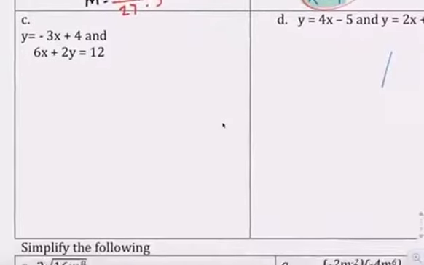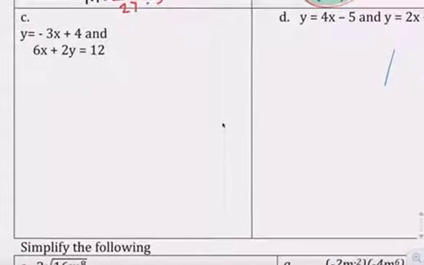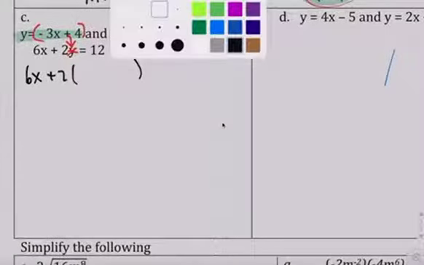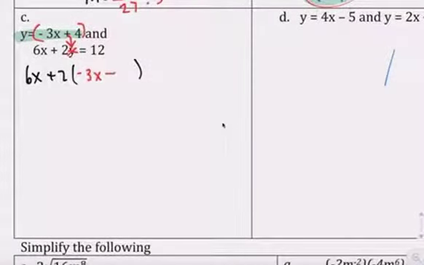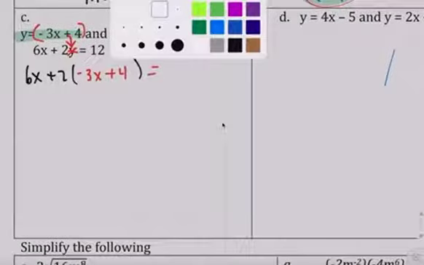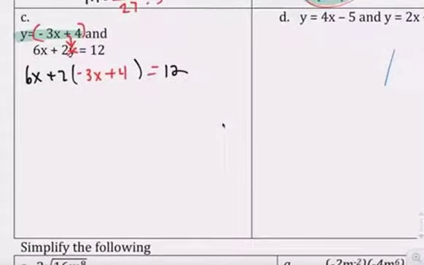Anyways, so here, it's not a word problem, it's a graphing problem then. So you would use substitution, right? Because this is in slope-intercept form. So you substitute this into y right here. So you get 6x plus 2 parentheses negative 3x plus 4 equals 12. So distribute: negative 6x plus 4, 6x.